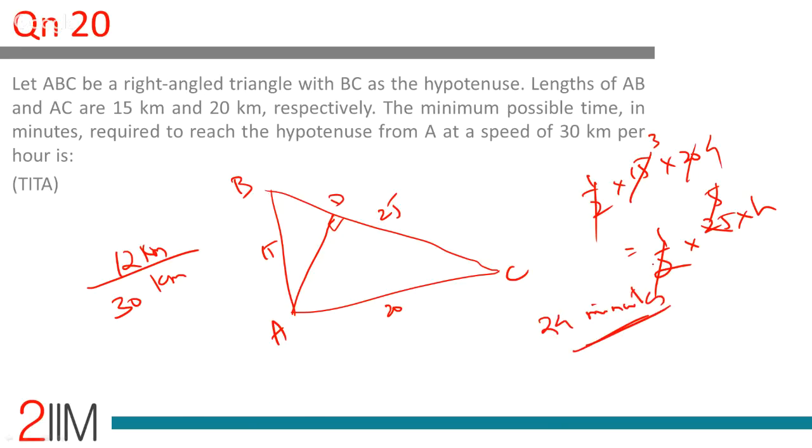We want to find the minimum possible time in minutes. Travel the shortest distance, you'll do it in the minimum possible time. Shortest distance is 12 kilometers, 12 by 30, 2 by 5, 24 minutes.